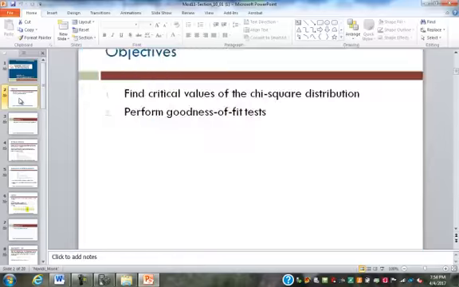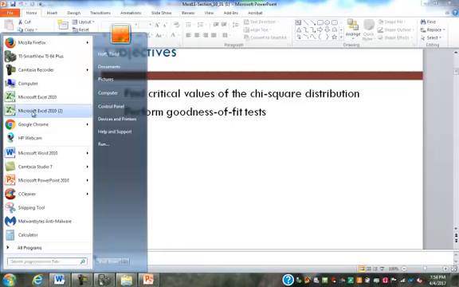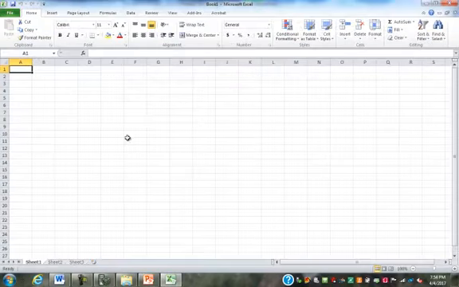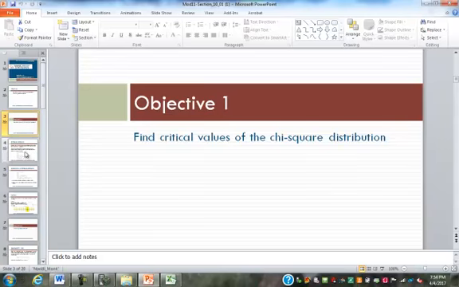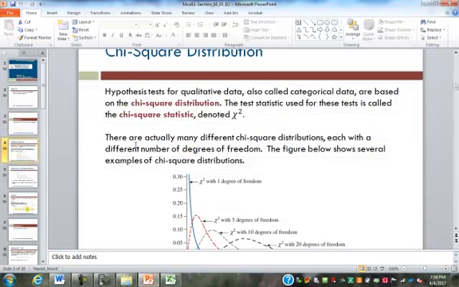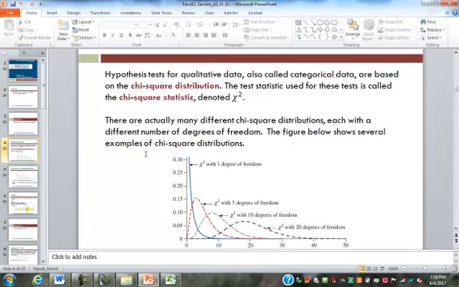So first thing we're going to do, we're going to find critical values of the chi-squared distribution. We'll be able to find that with the calculator or with tables. Then we're going to actually perform the goodness of fit test. So our critical values. First, we've got to look at what the chi-squared distribution looks like. The chi-squared distribution is not symmetrical. So far, the normal distribution and the t-distribution are both symmetrical, that bell-shaped curve. The chi-squared distribution is skewed. In fact, just like the t-distribution, it depends on degrees of freedom.